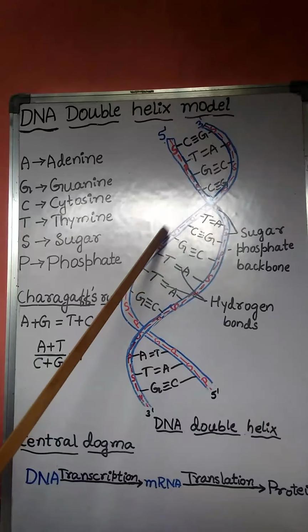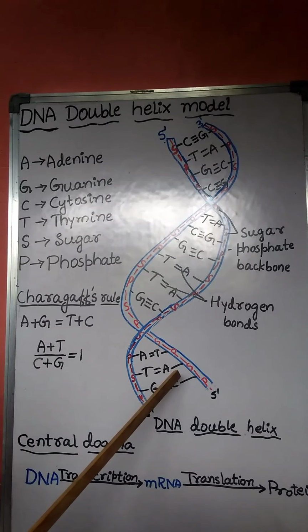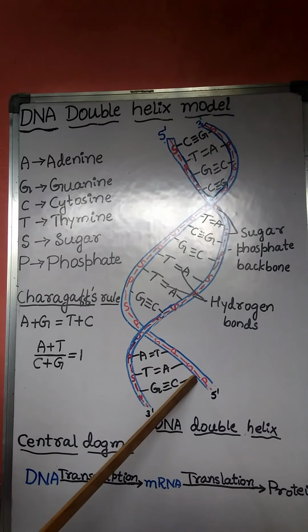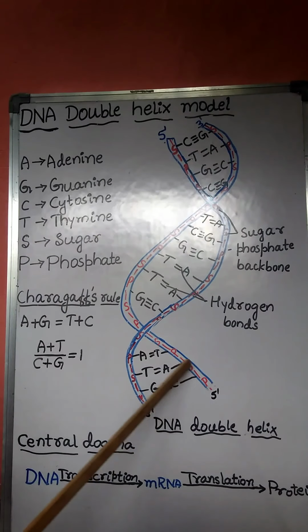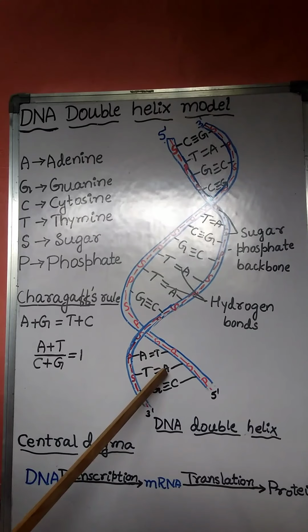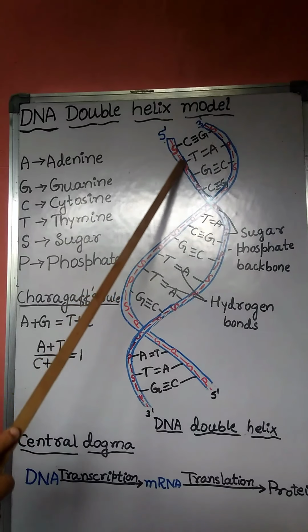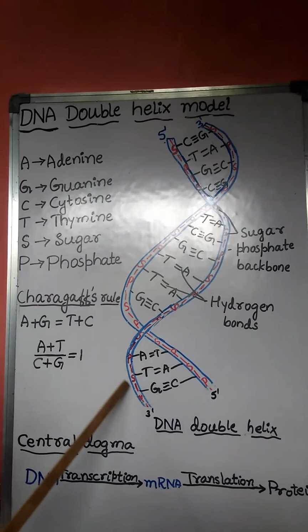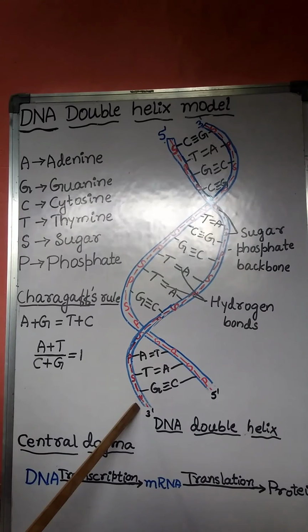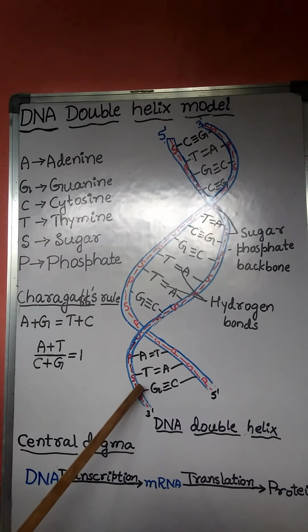Each polynucleotide strand is made up of many nucleotides which are linked by phosphodiester bonds. See, this is one polynucleotide strand which is made up of many nucleotides, and these nucleotides are joined together by phosphodiester bonds.